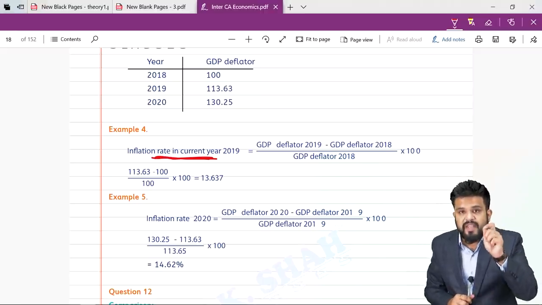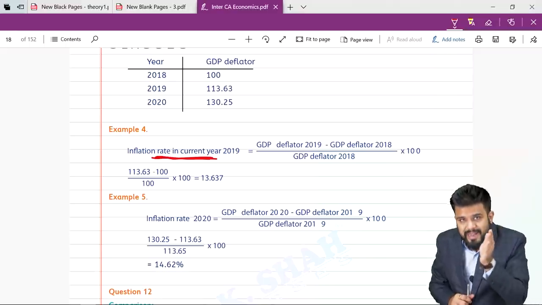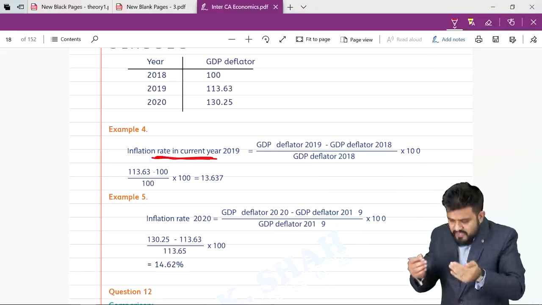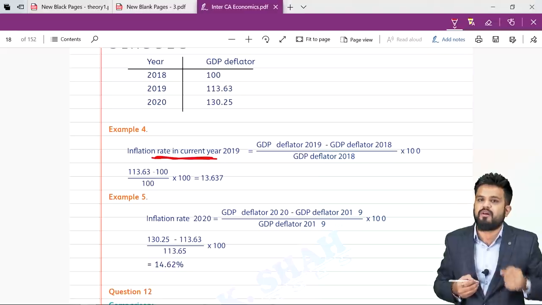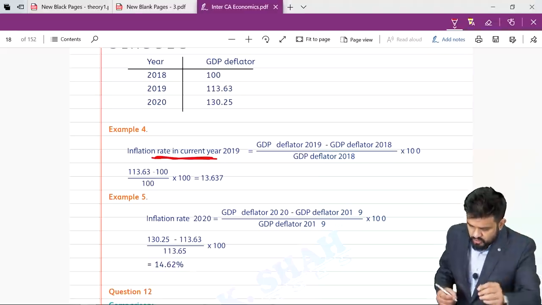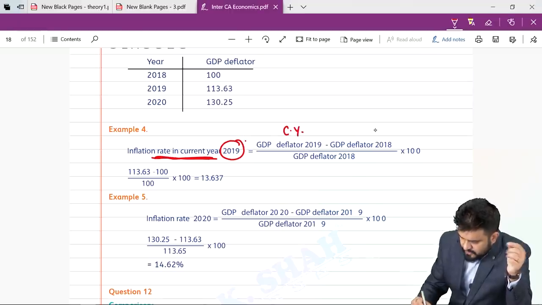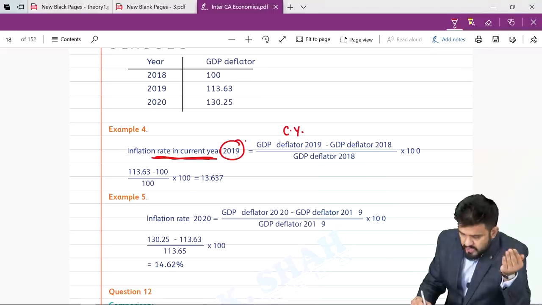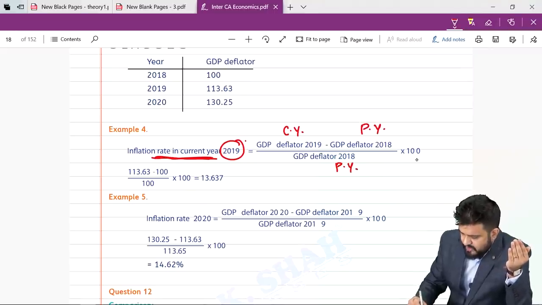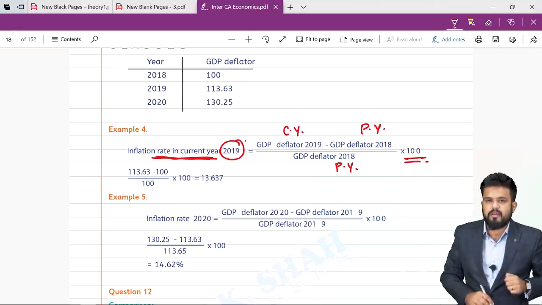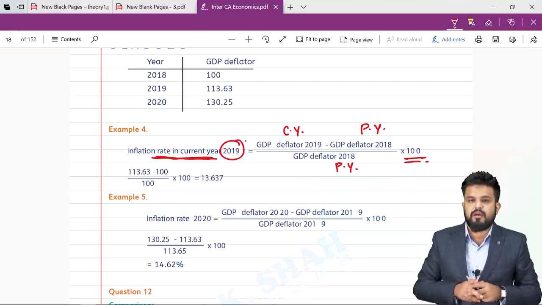The formula is GDP deflator of the current year minus GDP deflator of the previous year upon GDP deflator of the previous year, into 100. So if I tell you to calculate for 2019, then this becomes the current year, and 2018 becomes the previous year. So please learn the formula.